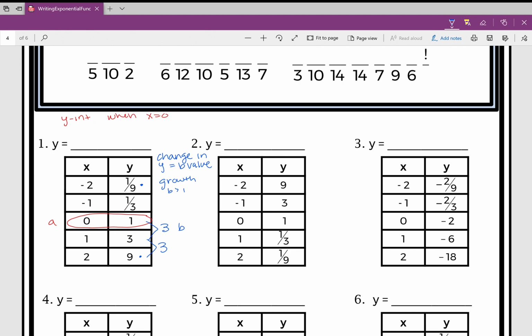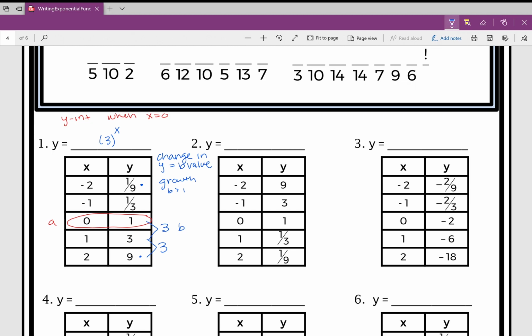So in order to write our equation, we write a first. So we know a is 1, so 1. And then b goes second, so parentheses 3 to the x power. So since our y-intercept is 1, we don't really need it there. So I could just erase it, and this could just be 3 to the x power, because that 1 does nothing being there. So that's our answer for number 1.